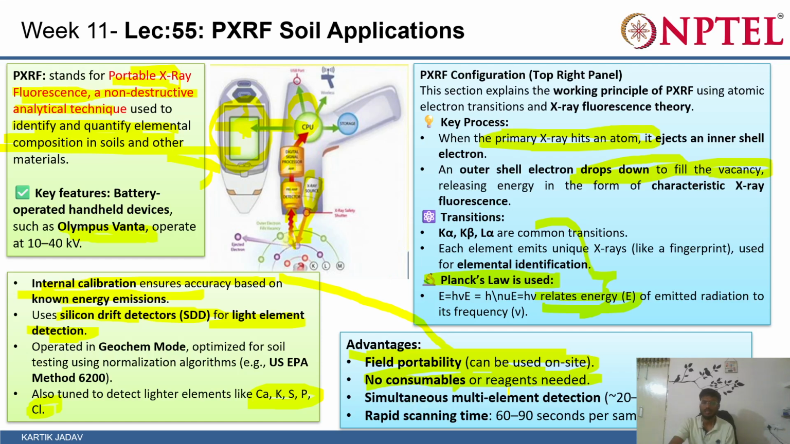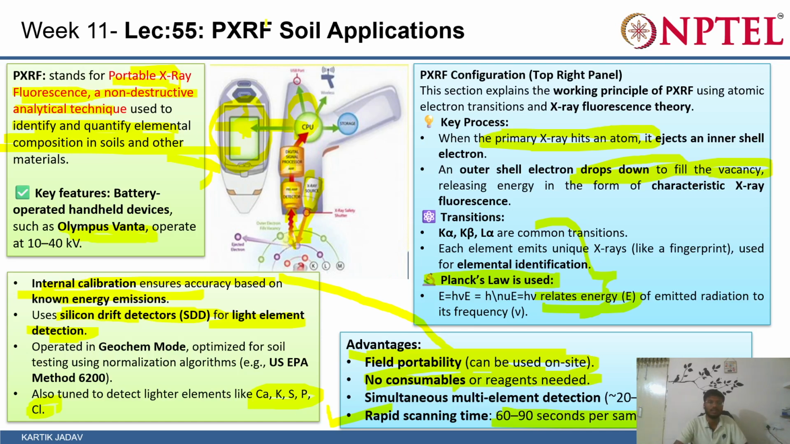It's simultaneous multiple element detection. We can do that, and generally it has 20 to 30 elements detection technique, with rapid scanning times, taking around 60 to 90 seconds per sample. That's why it is very important, because other instruments take too much time to estimate a particular element, right?